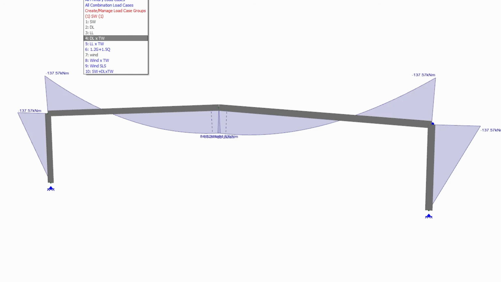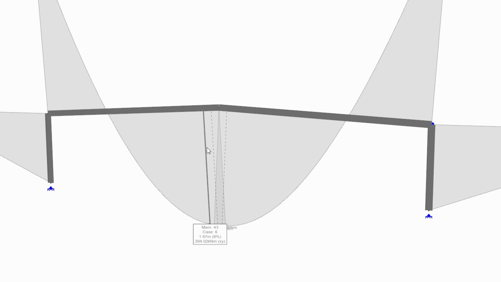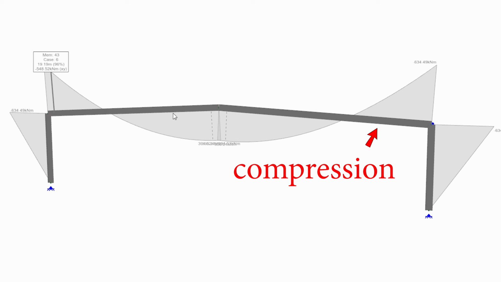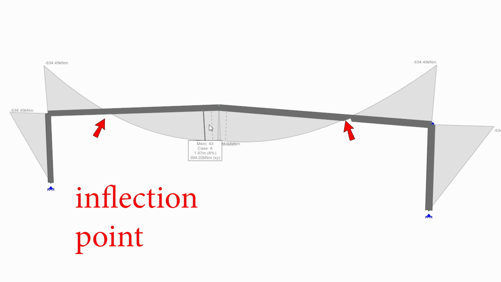Since a portal frame has fixed connections, the bending moment changes sign near the supports. That means for downward loads, the bottom flange near the supports is in compression, making it the critical flange. So you can tell that the critical flange changes along the beam, and it's a good idea to add restraints where it's required. And now, if you're wondering whether the inflection point, which is where the bending moment is 0, counts as a restraint, the answer is no, it doesn't. It doesn't, I'm telling you.